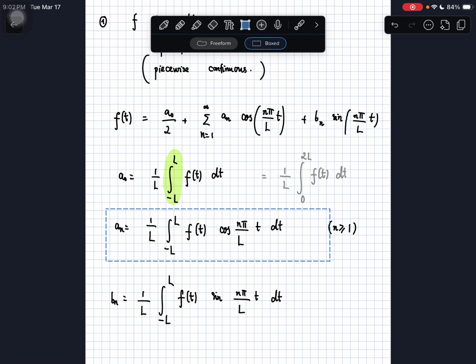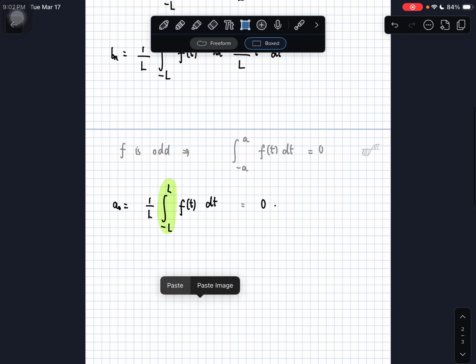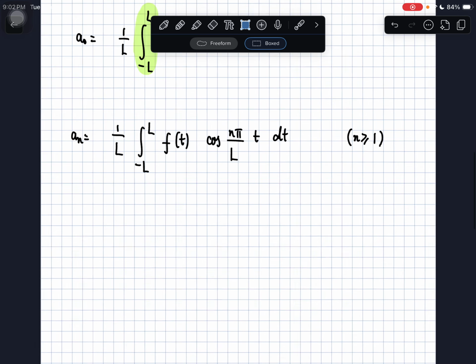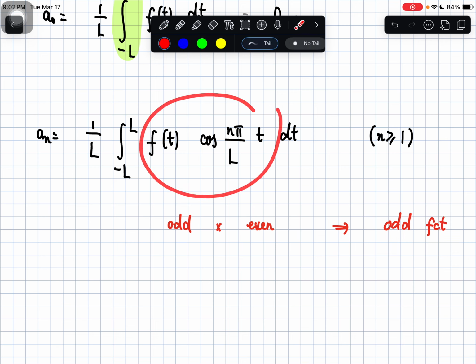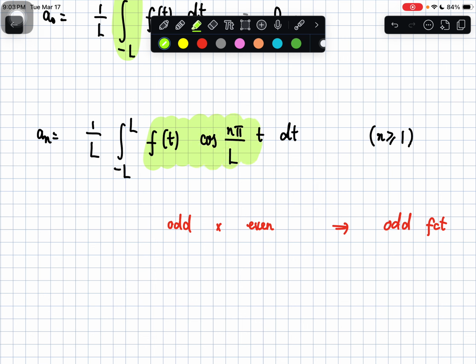An is 1 over L of this. F(t) is an odd function. Cosine is an even function. Odd function times even function, we get an odd function. So this function is odd. Integral of an odd function over a symmetric interval, this one is 0 for all n greater than or equal to 1.